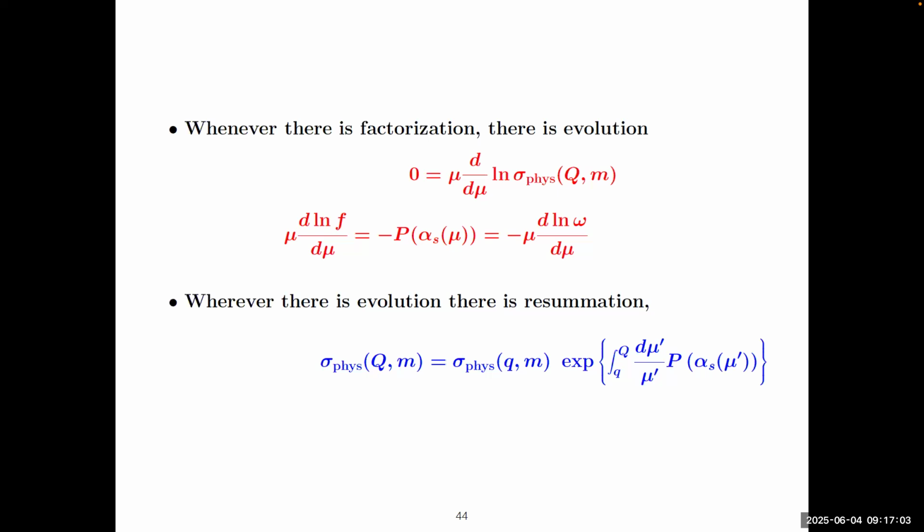But one thing about this is that it's not like you can do deep inelastic scattering at some one energy and be assured you can do Drell-Yan at the same energy. You really can't. Anyway, the kinematics is different. So how do we go from one to the other? This is the other consequence of factorization: whenever there is factorization, there is evolution.